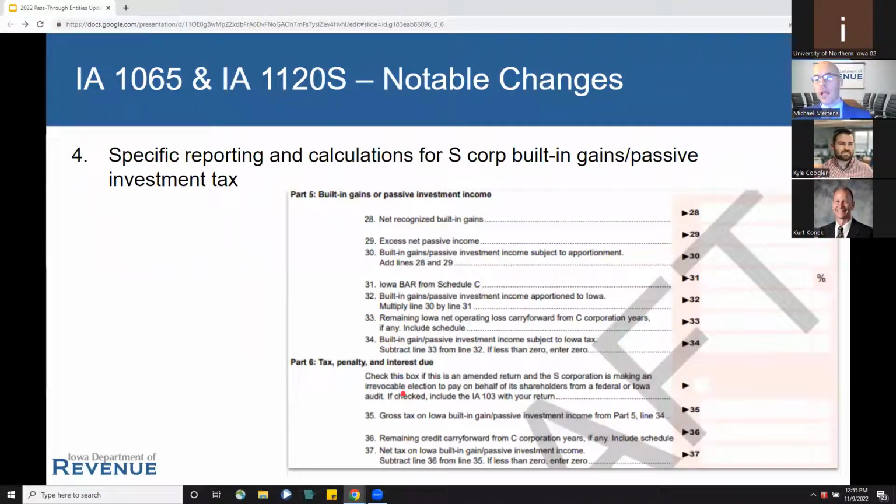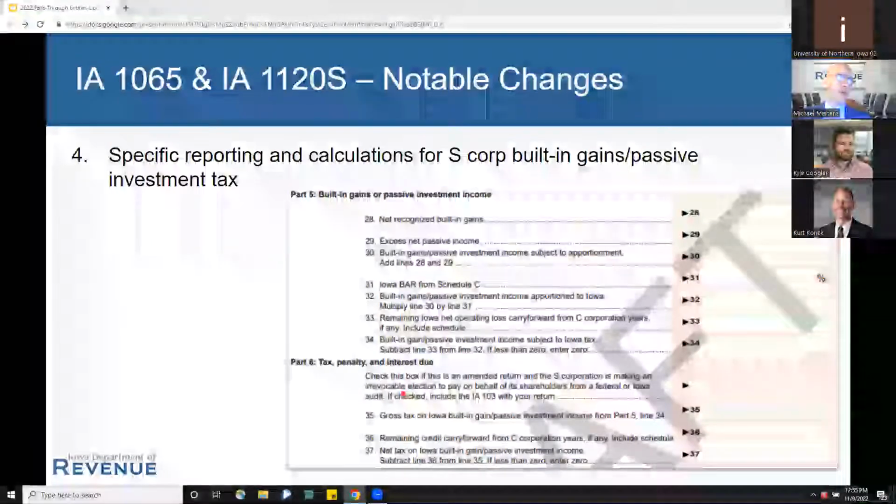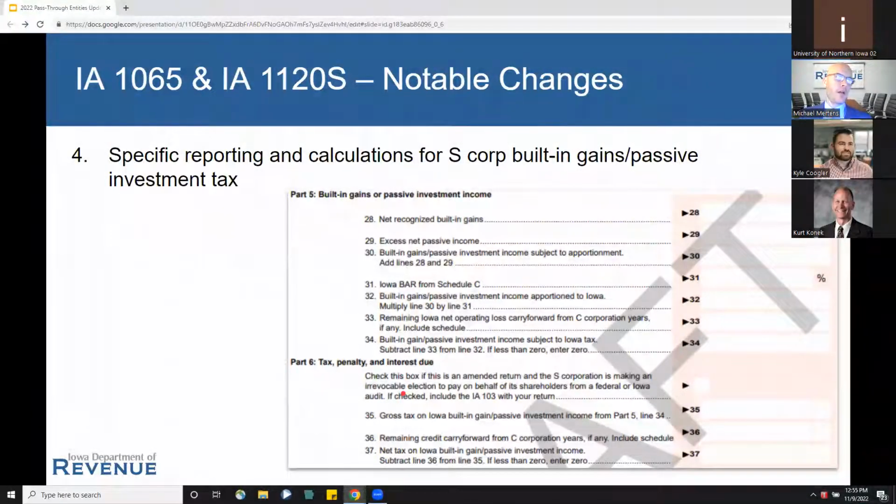The old 1120S had a single line to report built-in gains or passive investment tax that the S corporation might be subject to in Iowa. The new returns have some more specific reporting and calculations for that built-in gains and passive investment tax. So it will do a more complete job of walking the taxpayer through that calculation and calculating that entity level tax.